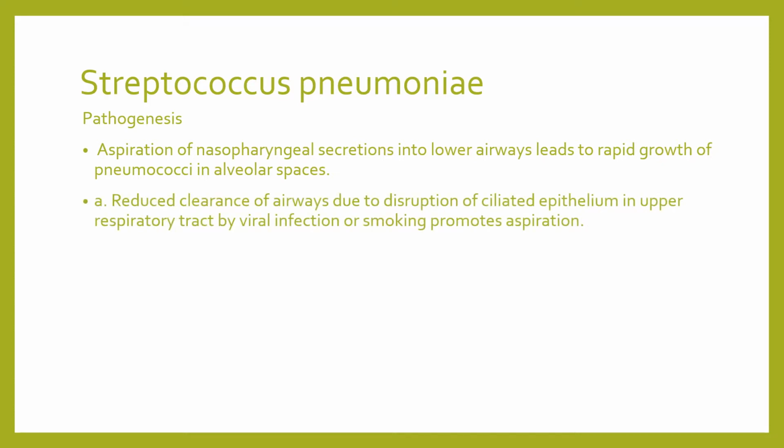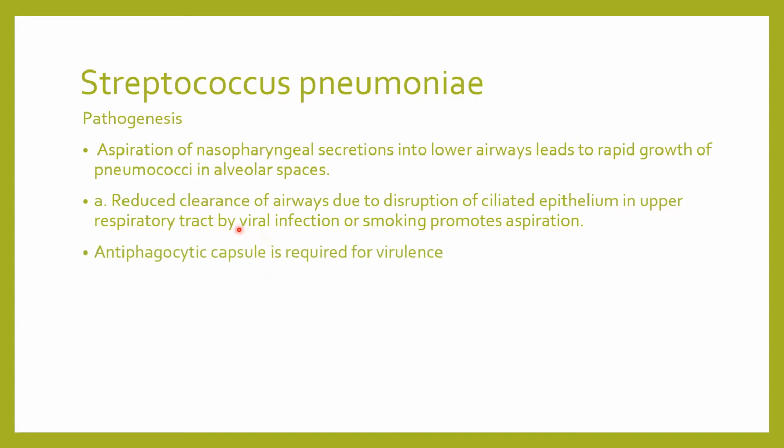One is reduced clearance by the ciliated epithelium in the upper airway, secondary to a preceding viral infection. So usually a Streptococcus pneumoniae infection follows a viral infection, or it occurs right away if you are a smoker, because these two conditions reduce the clearance of the airway due to disruption of the ciliated epithelium.